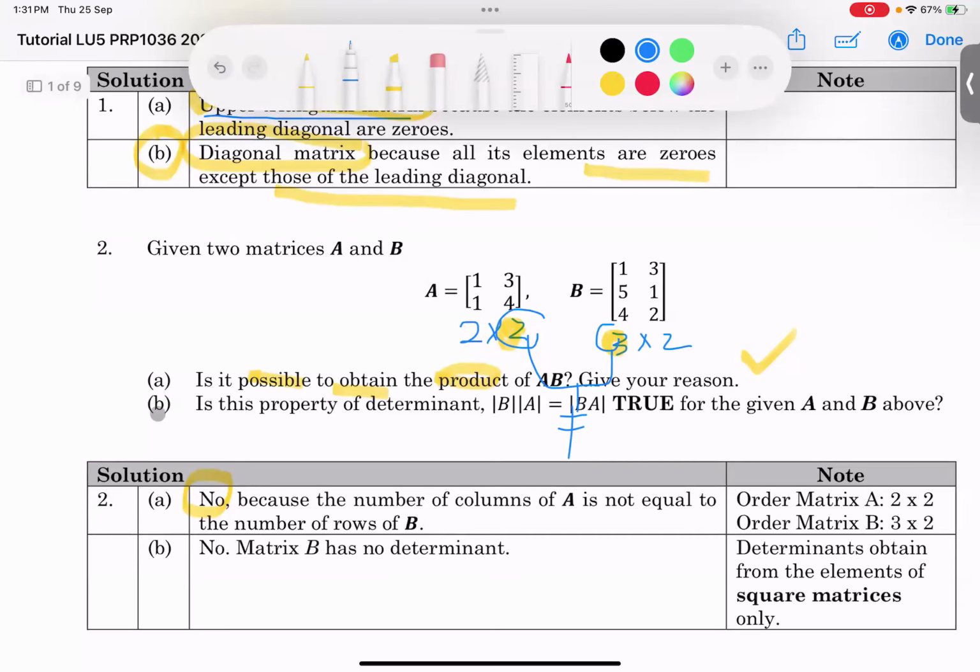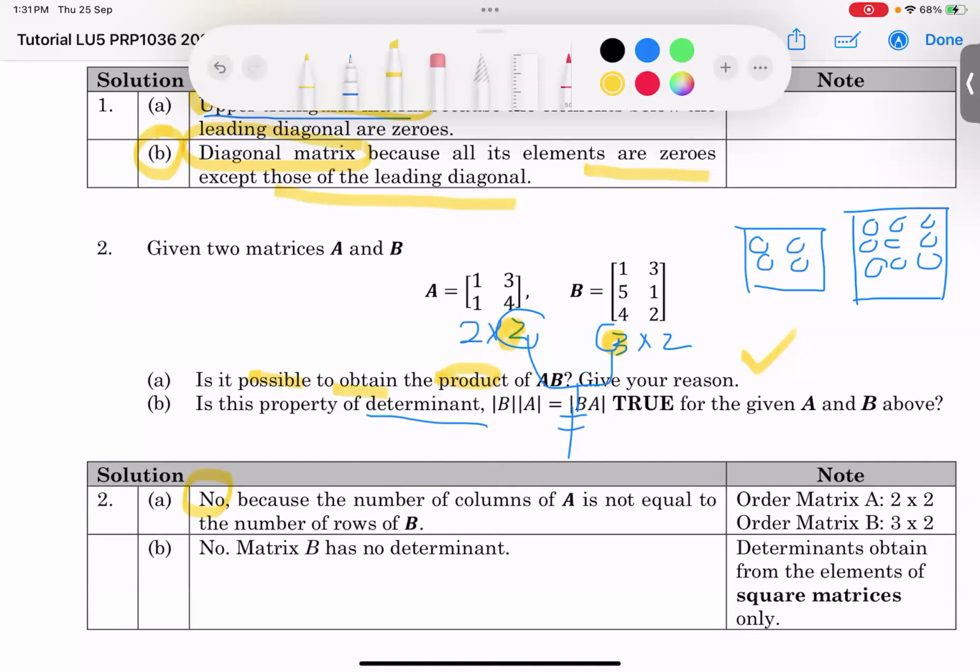As for question B, is this a property of determinant? Determinant is something that involves square matrices. It can be a big square or a mini square like this. We have 4 numbers here, or we can even have 9 numbers here. Please take note that to carry out a determinant, normally it involves square matrices only. This one is not a square matrix, it looks like a rectangle. So this will be the answer for question number 2.